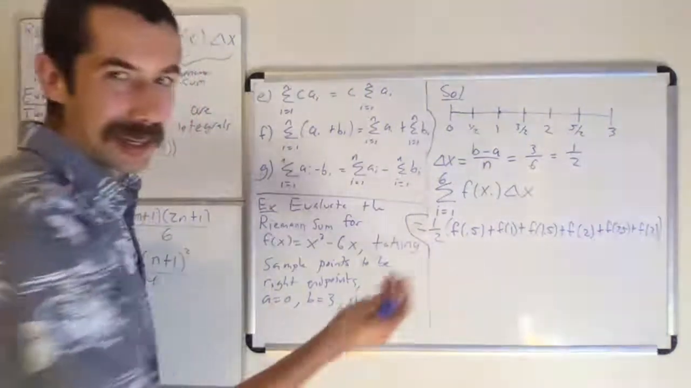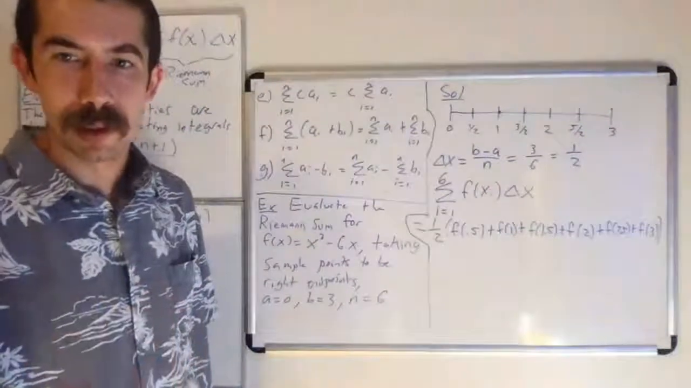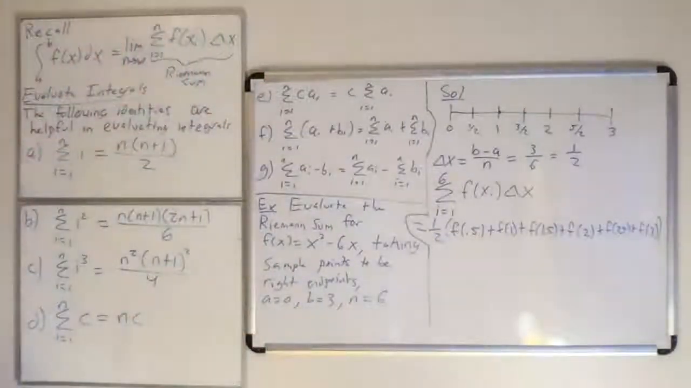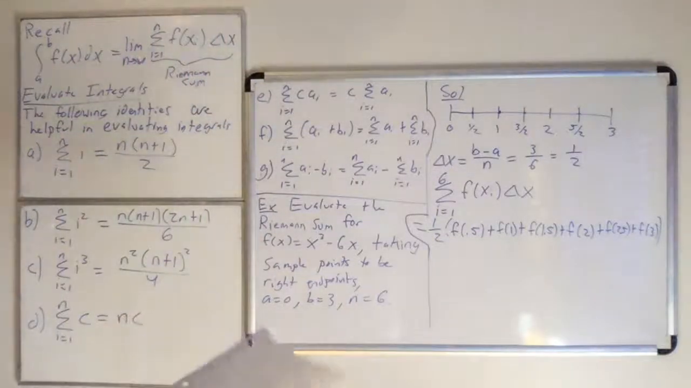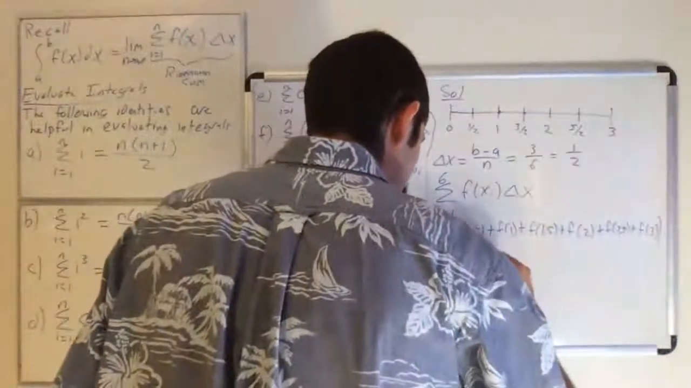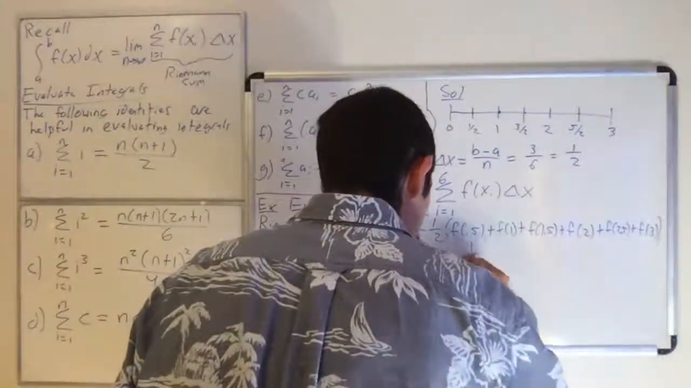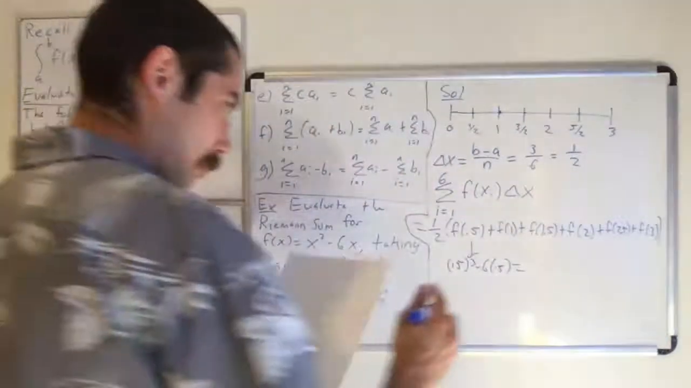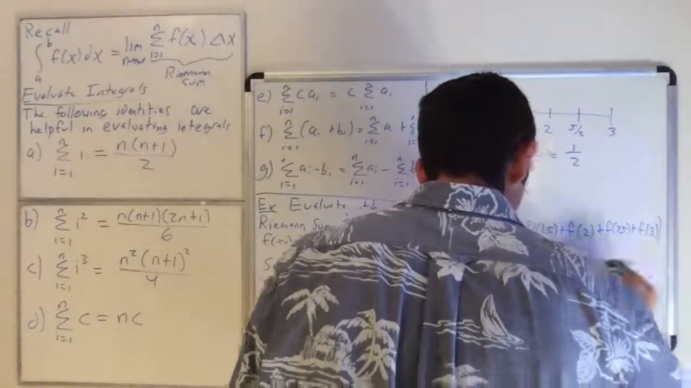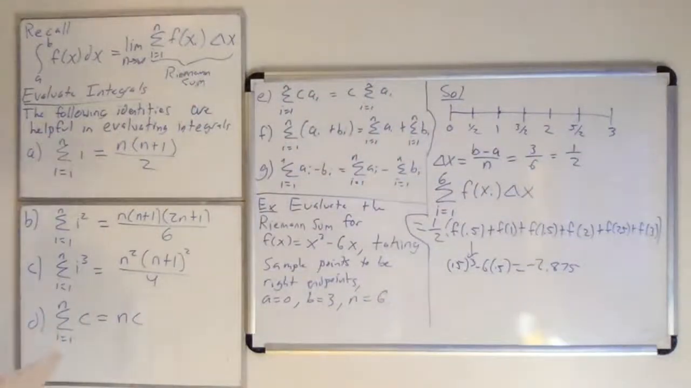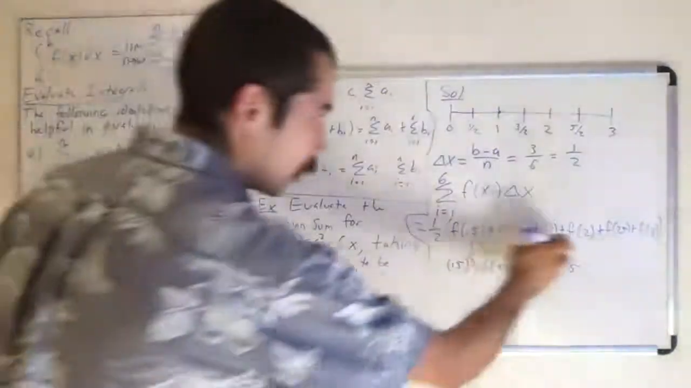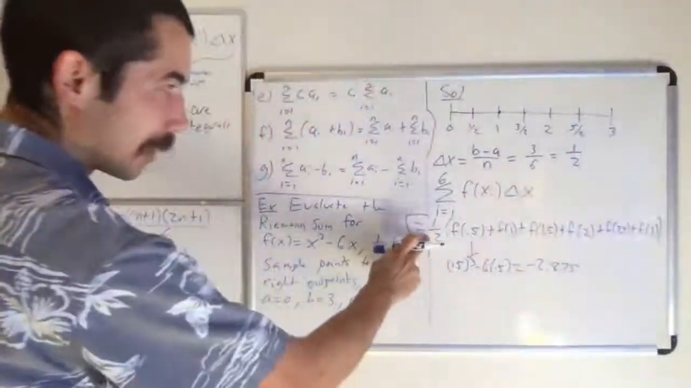Right, so you would use a calculator. I mean, ideally, you would have a computer do this for you to evaluate the function at each of these 6 points. So for instance, I'm not going to go through them all, but like f of 0.5 would be 0.5 to the third minus 6 times 0.5, which is negative 2.875. Okay, and you could go through all of these to compute them. Then you would add all of these up and then multiply by delta x, which is 1/2.